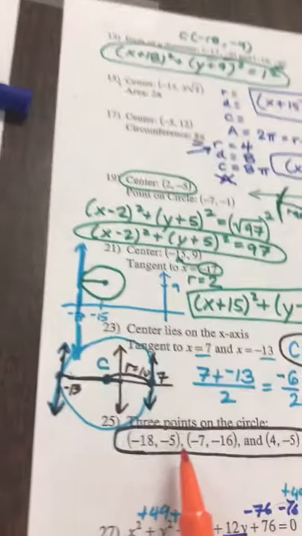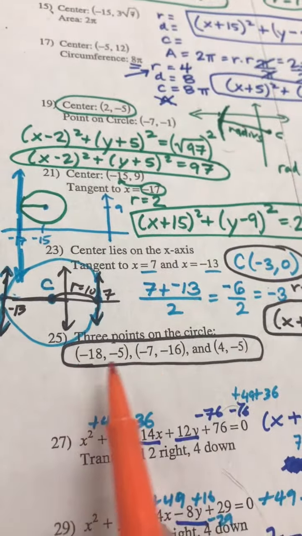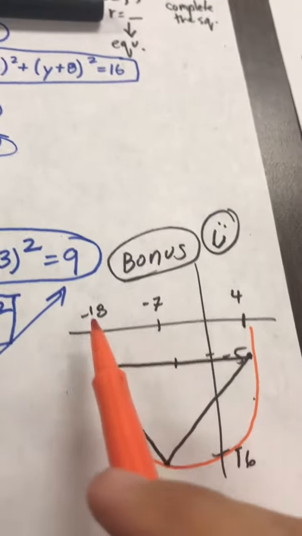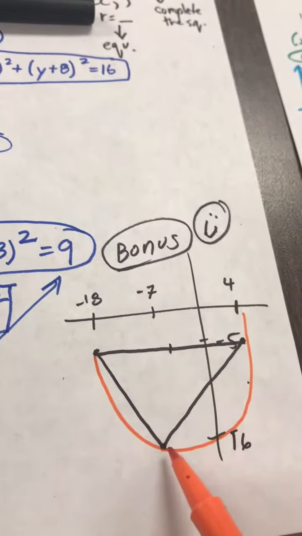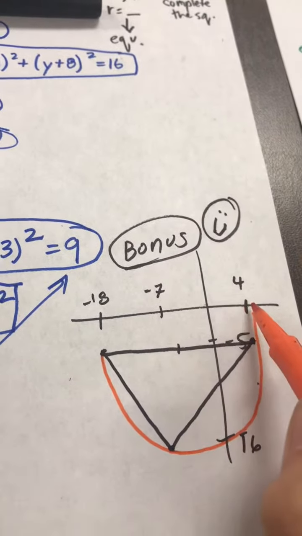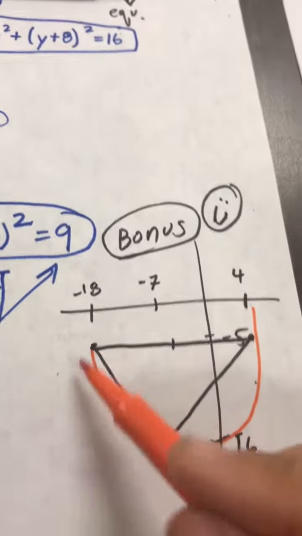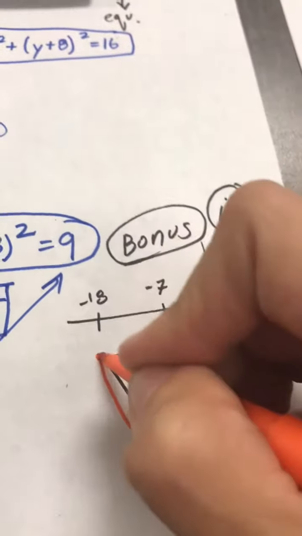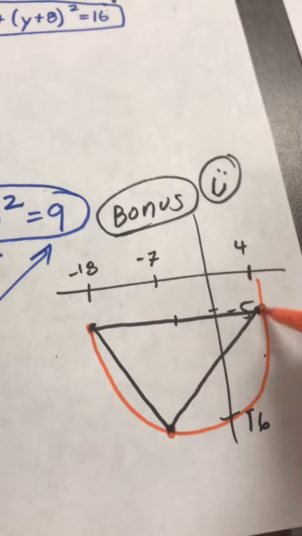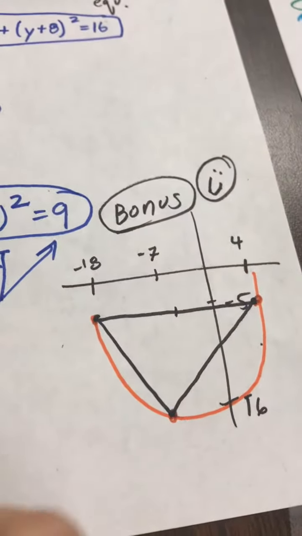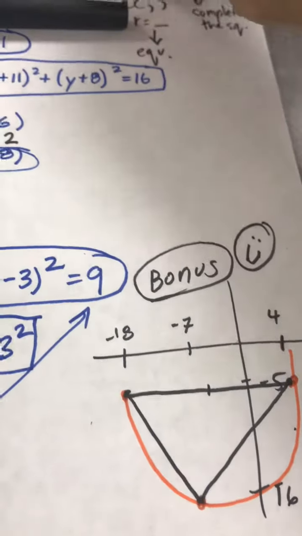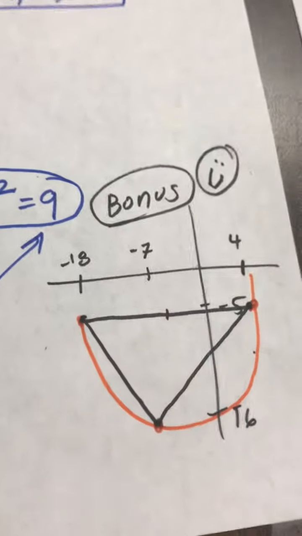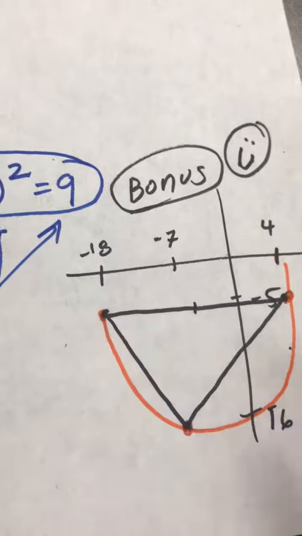Okay, so it said the 3 points on the circle are these 3 coordinates, and I made that graph right here: (-18, -5), (-7, -16), and (4, -5). And so I'm picturing something like this where all 3 points are on my circle. Okay, and I have a couple of theories, and that's how this comes about.